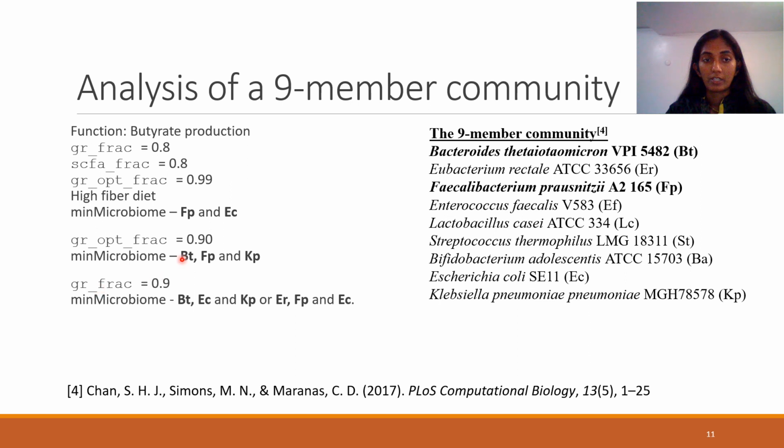When we increase the growth rate fraction from 0.8 to 0.9, this is again a demanding constraint because the minimal microbiome is now expected to grow at a higher rate and also produce SCFA. We need 3 organisms, and for this case, we were able to identify 2 distinct minimal microbiomes. And it may be noticed that each of these microbiomes consists of either BT or FP, which are the keystone species in the community. On the same parameters, when the diet is changed to Western diet instead of high fiber diet, it's observed that FP and EC form the minimal microbiome.